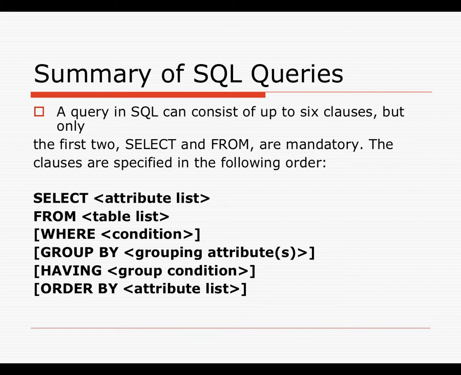Select from an attribute list, from the table list, where the conditions apply, group by your grouping attributes, having group conditions, and order by the attribute list. So you're going to need to know this. So if you're seeing all 6, it's select, from, where, group by, having, and order by.